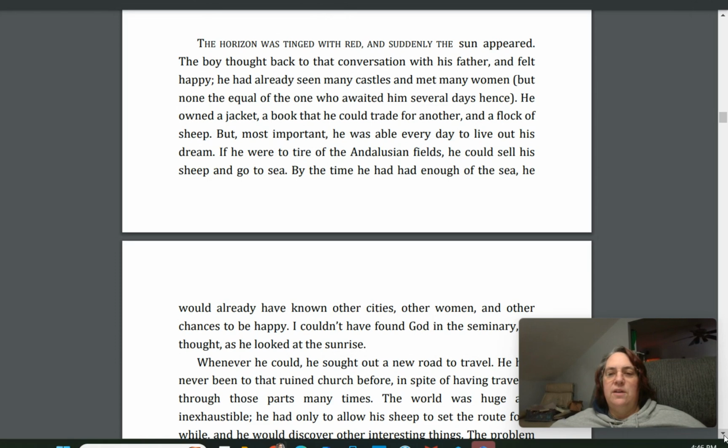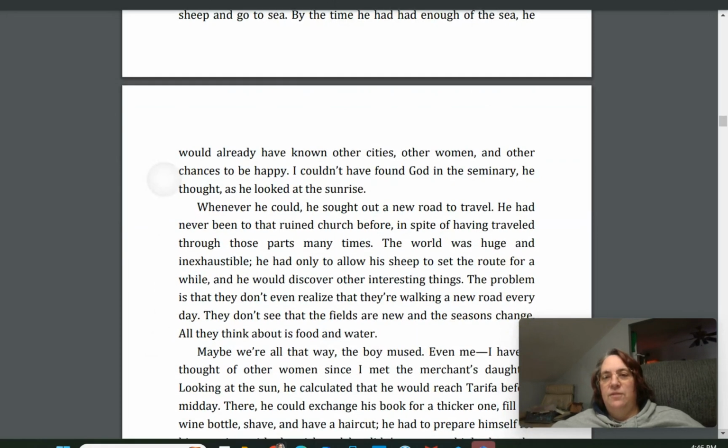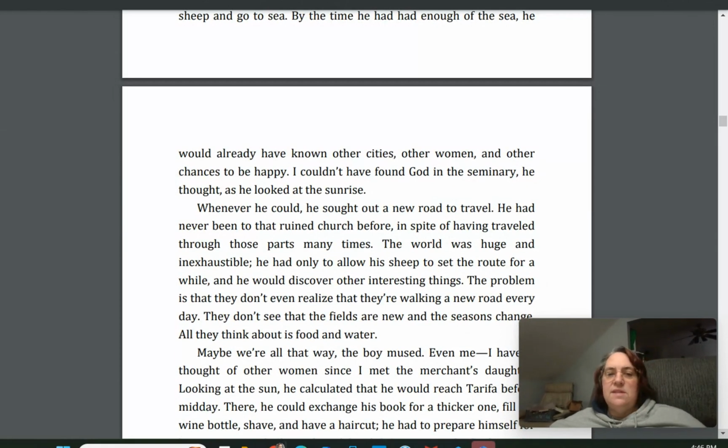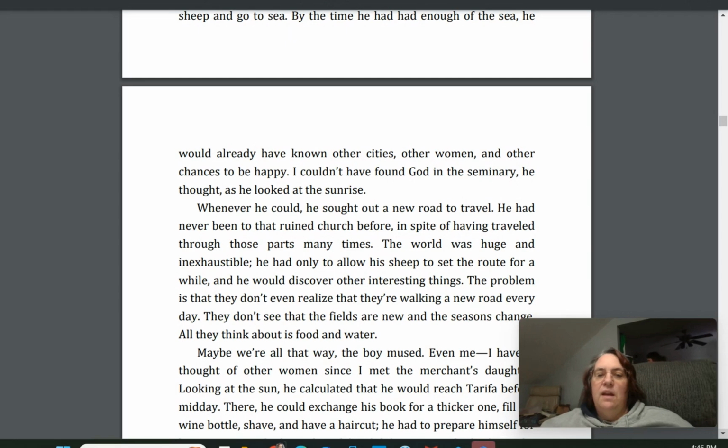If he were to tire of the Andalusian fields, he could sell his sheep and go to sea. By the time he had enough of the sea, he would already have known other cities, other women, and other chances to be happy. "I couldn't have found God in the seminary," he thought, as he looked at the sunrise.